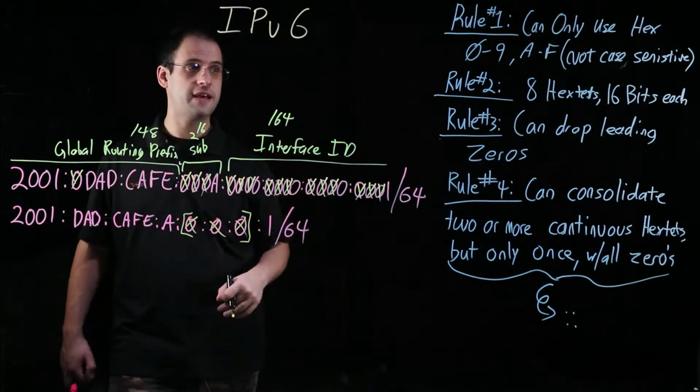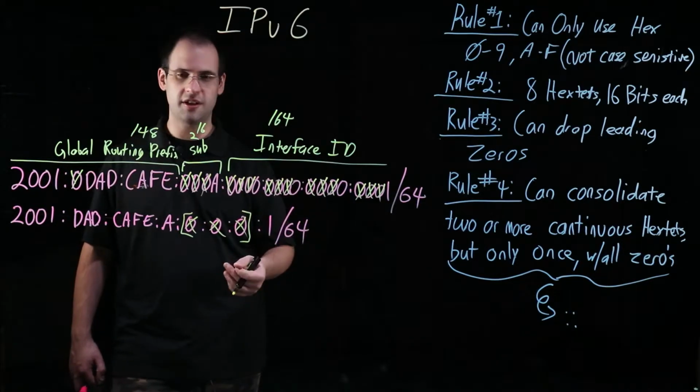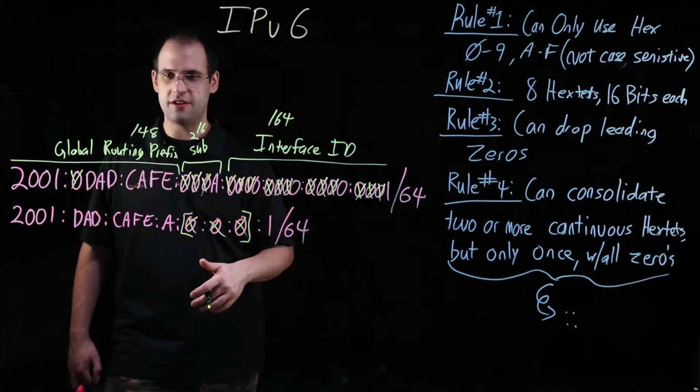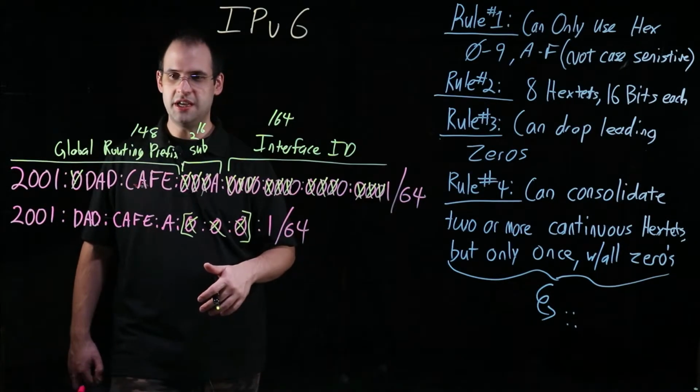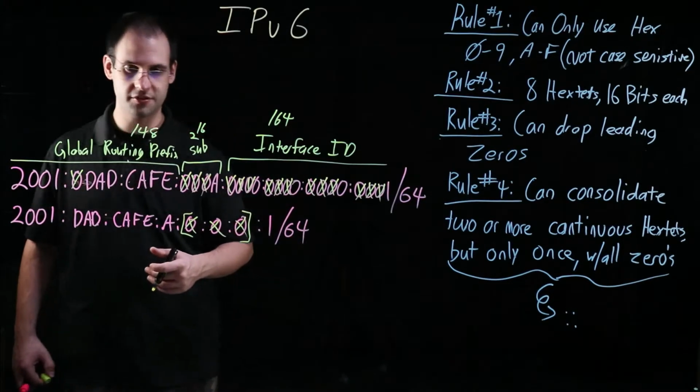Also, anything outside of 0 through 9, A through F. So Cisco's known for tossing in a G or something, and they'll say 2001 DAG. All right, well, there's no G in hexadecimal, so that's an invalid IP address.